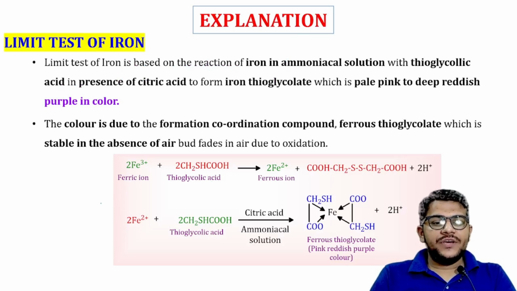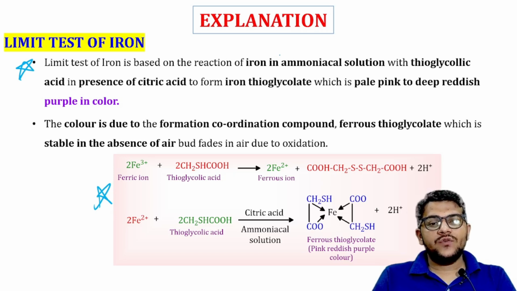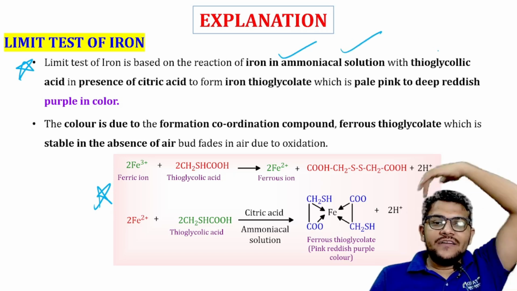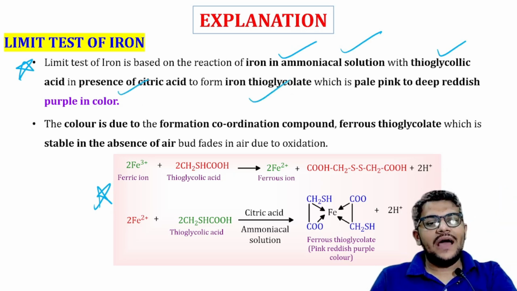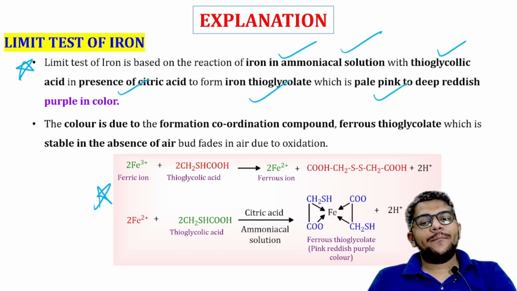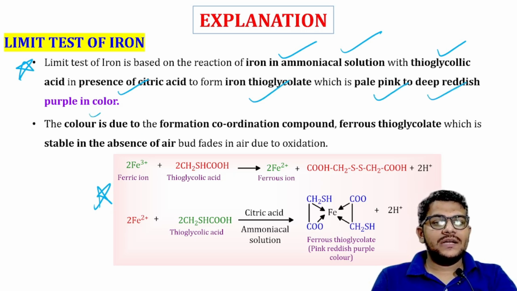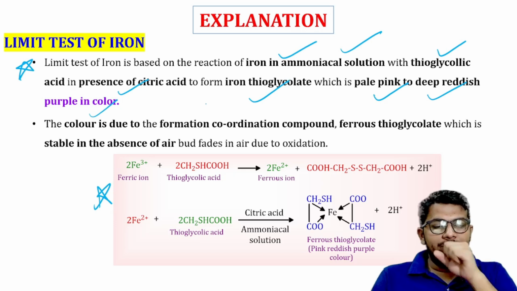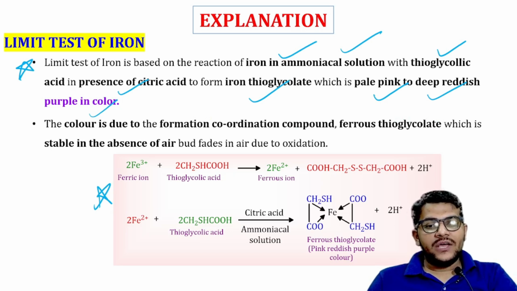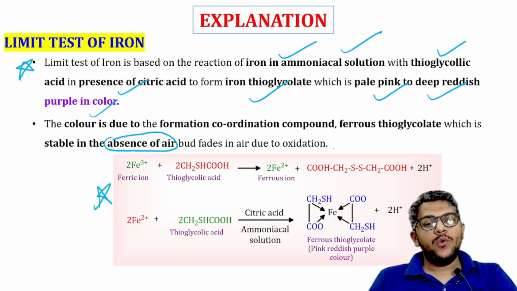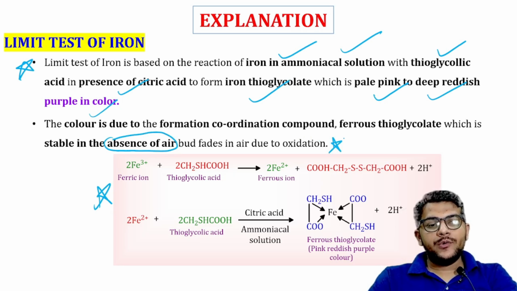So let's brief this equation first. The limit test of iron is based on the reaction of iron in ammoniacal solution with thioglycolic acid and in presence of citric acid to form iron thioglycolate, which is pale pink to deep reddish purple in color. The color is basically due to the formation of the coordination compound, ferrous thioglycolate, which is stable in absence of air, but fades in air due to oxidation. Sometimes it fades due to oxidation.